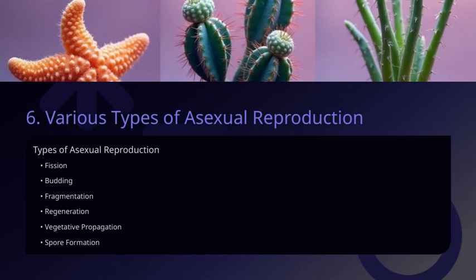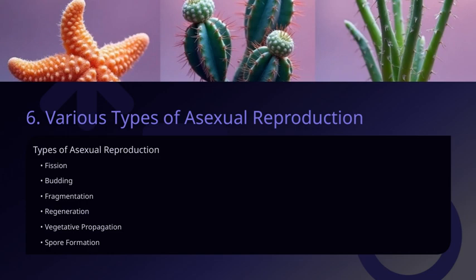Now, let's take a closer look at the various types of asexual reproduction. First, we have spore formation, which is a common method among fungi and some plants. Spores are typically produced in specialized structures and can survive harsh conditions, allowing the organism to spread and grow in new locations. Next, there's vegetative propagation.